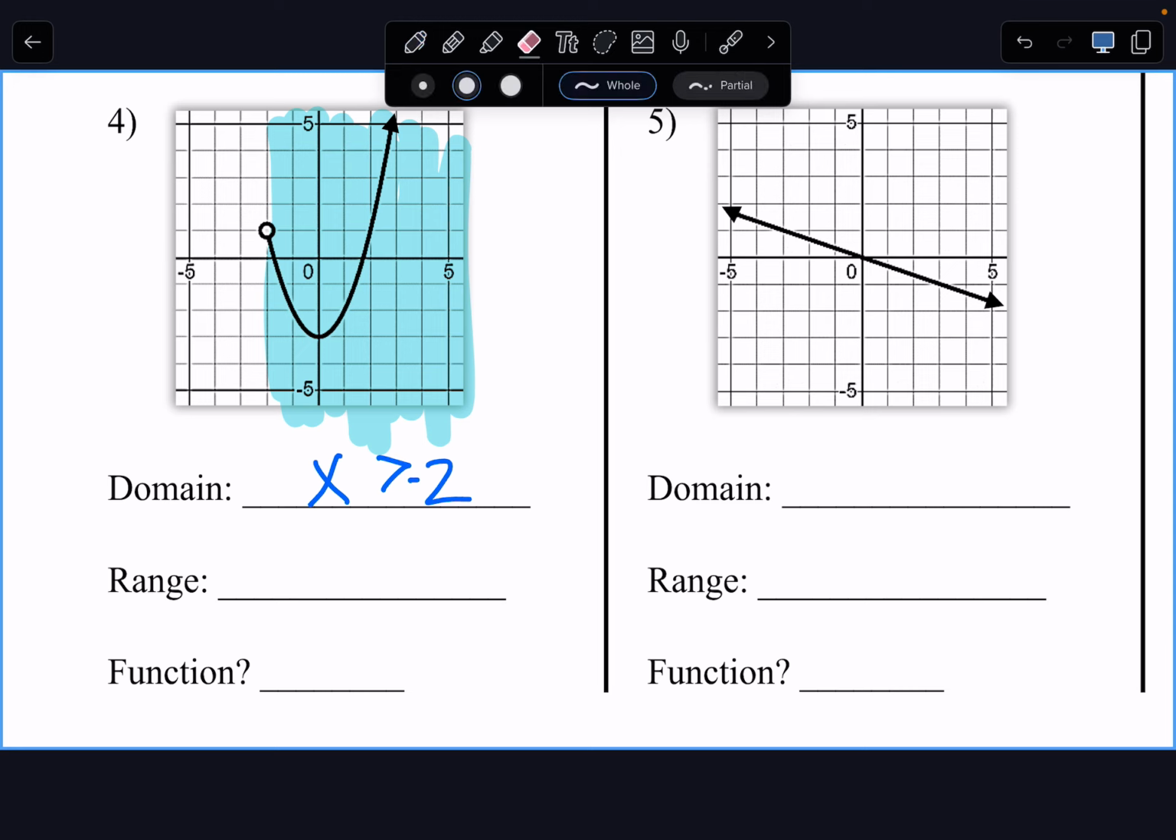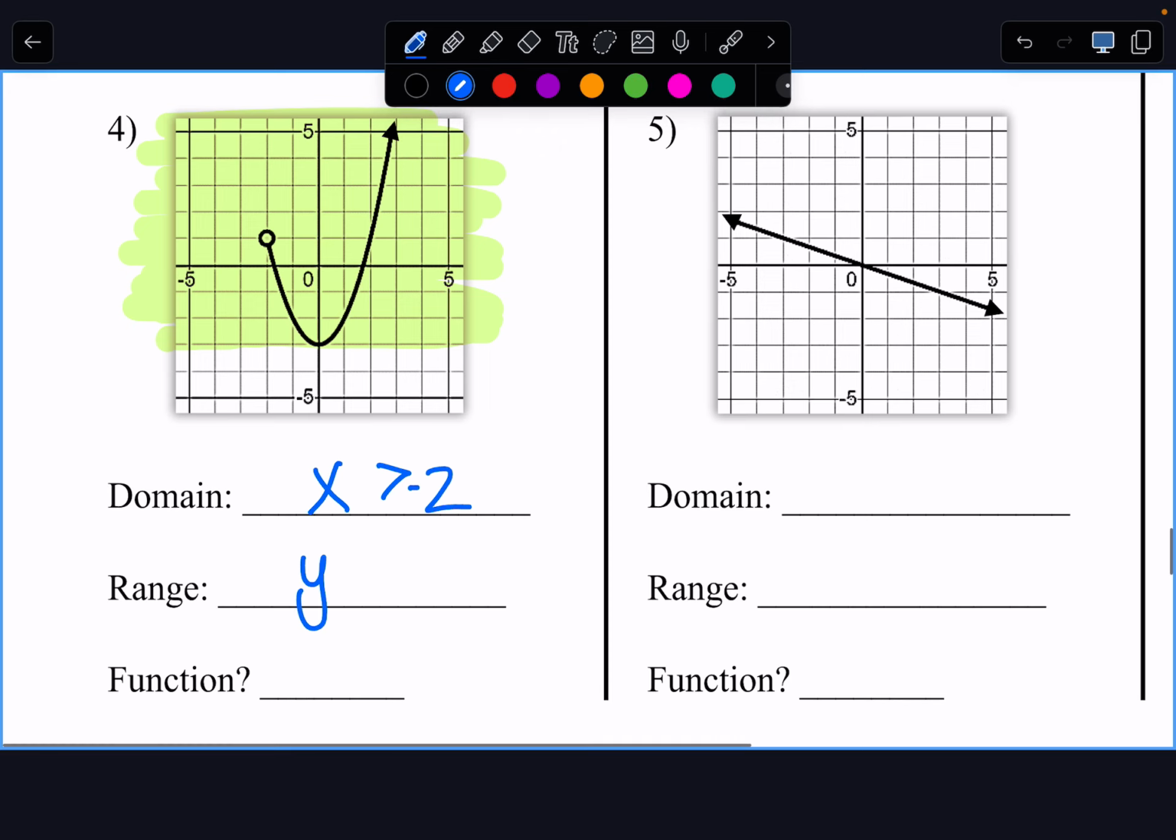Now let's look at the range. So I'm going to use my green. It looks like I start here and I go up. Is there an open circle at y is -3? No, it's a closed circle. So we can say y is greater than or equal to -3 because that open circle is not affecting our range.